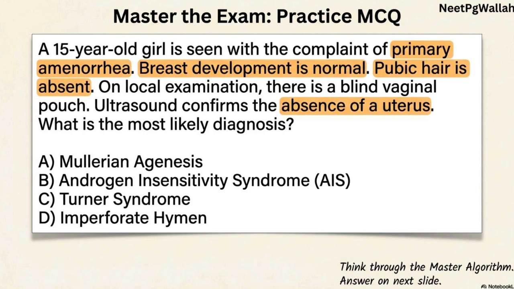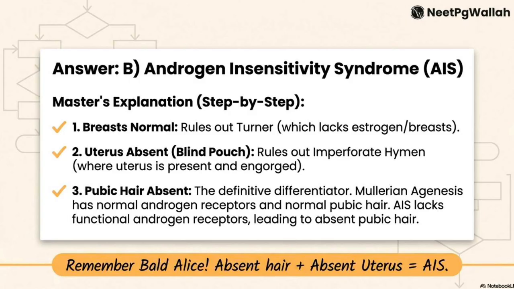Think through that master algorithm we just built together. Where do these specific physical findings take you? Which path are you walking down right now? All right, let's break this case down step by step. Clue 1, her breasts are normal. That instantly rules out Turner syndrome because Turner lacks estrogen.